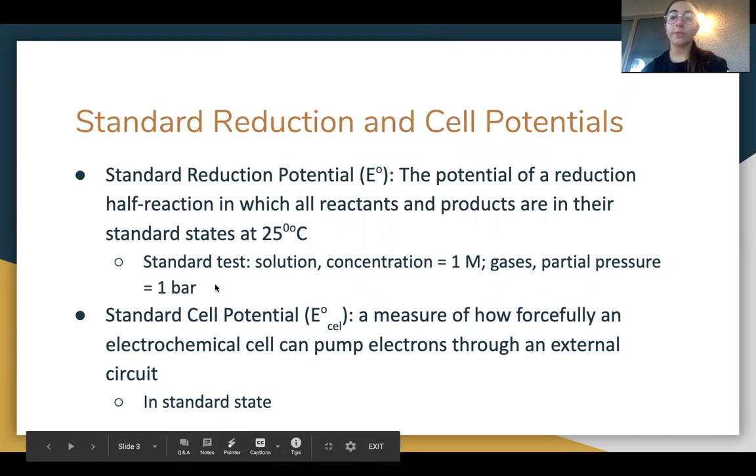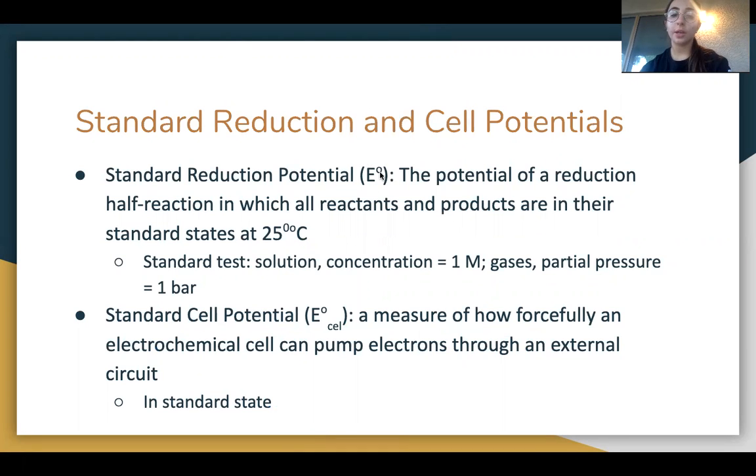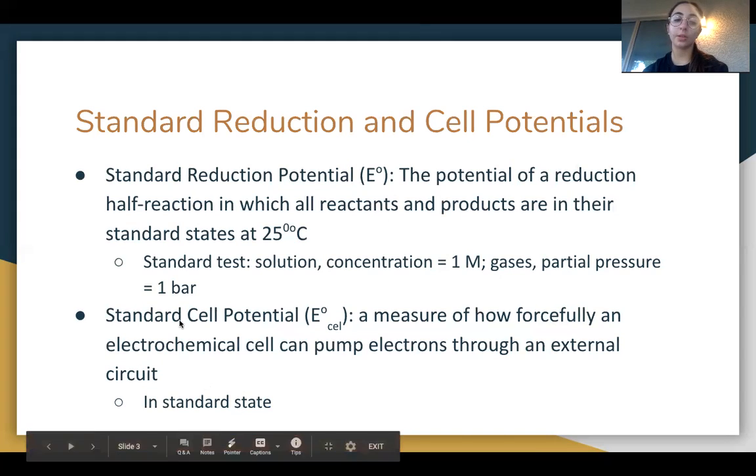So let's go to some definitions. Standard reduction potential, which is represented by E with a degree sign, is the potential of a reduction half reaction in which all reactants and products are in their standard state at 25 degrees Celsius. Standard states usually have one molar concentration, and gases have a partial pressure of 1 bar. Standard cell potential is a measure of how forcefully an electrochemical cell can pump electrons through an external circuit in standard state.